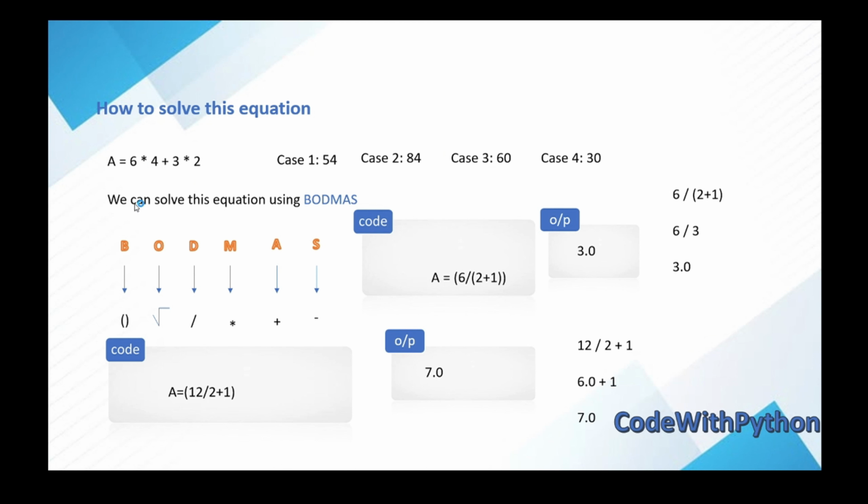So simply, we don't know what the exact answer is. We have tried many cases, but we don't know the exact answer. So what we have to do is simply use BODMAS. We can solve this equation using BODMAS. B is bracket, O is order, D is division, M is multiplication, A is addition, S is subtraction.